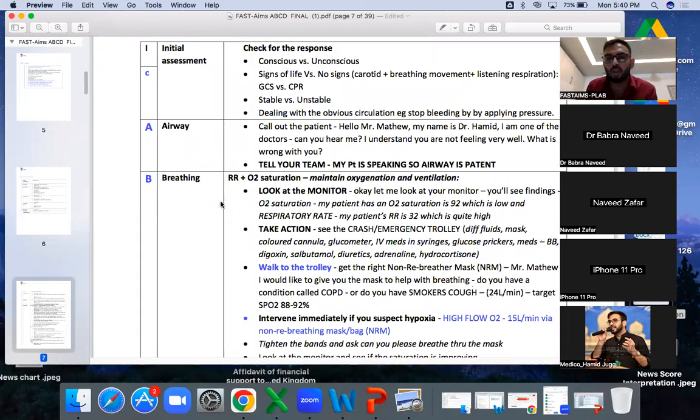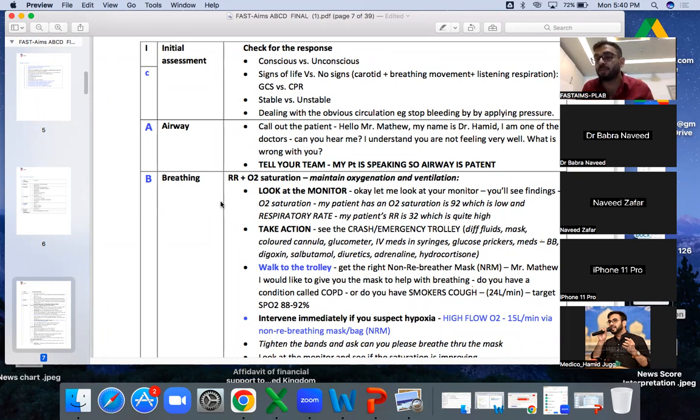What are you going to do? You are going to look at the monitor. You will go directly and see the monitor, and you will see two things: oxygen saturation and respiratory rate. Just two things. You see where the oxygen saturation is; this is your judgment. After that, you will take an action.